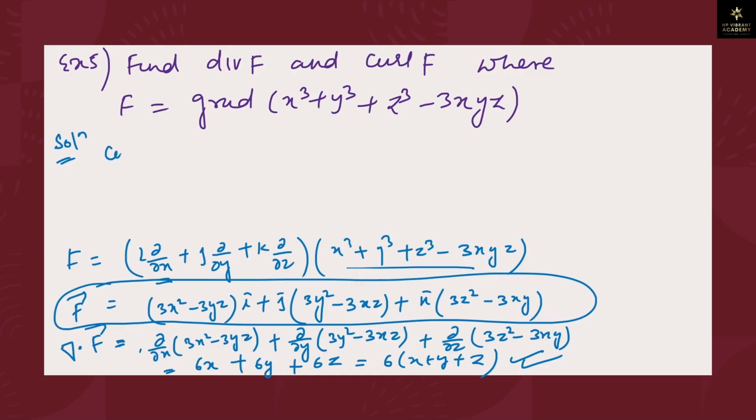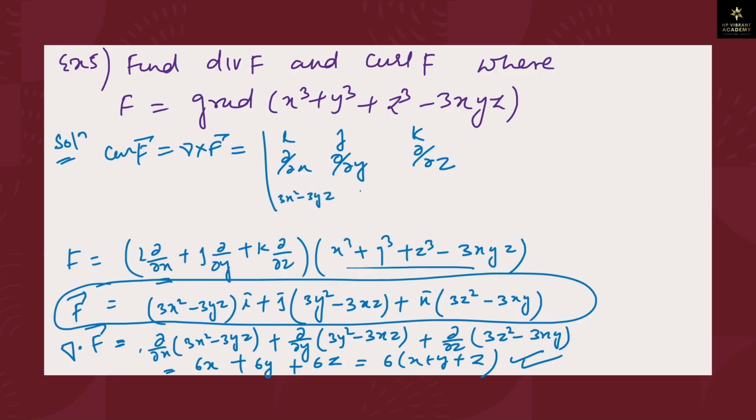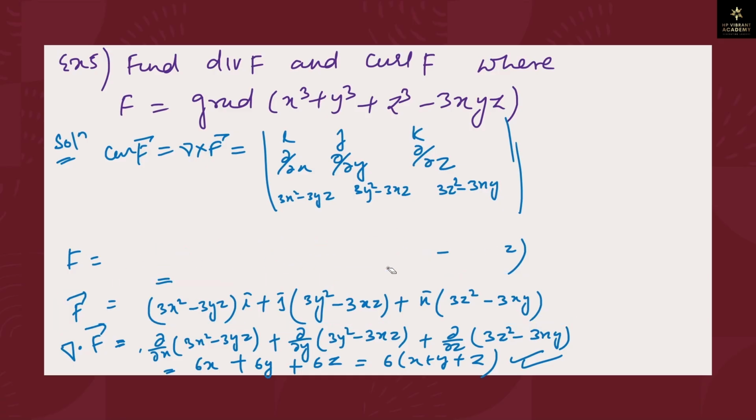So we have the curl of f as del cross f. So this is equal to the determinant with rows i, j and k; del upon del x, del upon del y, del upon del z; and the f vector components: 3x square minus 3yz, 3y square minus 3xz, and 3z square minus 3xy. Okay, now let us expand this for finding the value of curl of f.